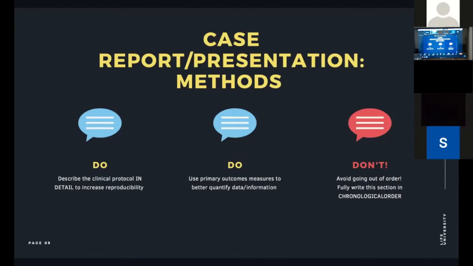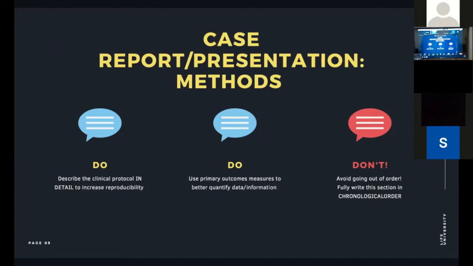So next up is going to be methods, and technically the methods and the results section go hand in hand. They actually technically make up what's called the case report or the case presentation. So the method section is basically where you talk about what you did. So you want to describe in detail the absolute clinical protocol that you did. The biggest reason for this is because you want to increase reproducibility.